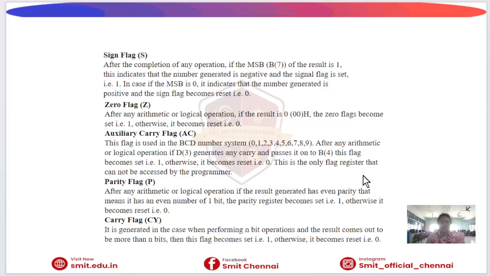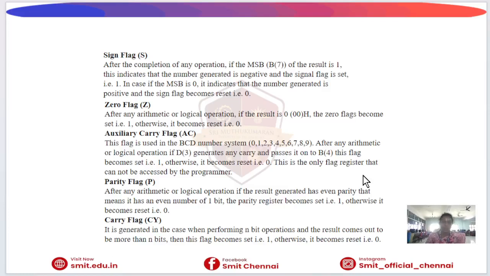Then the zero flag is set when the result is equal to 0; the zero flag is set to 1. The auxiliary carry flag is used in BCD arithmetic, when a carry occurs from bit 3 to bit 4. The parity flag checks the number of ones. An even number of ones gives parity 1 and an odd number of ones gives parity 0. So if the result contains 4 ones, the parity is 1. Next one is the carry flag. When a carry is generated and the result exceeds 8 bits, the carry flag is 1.